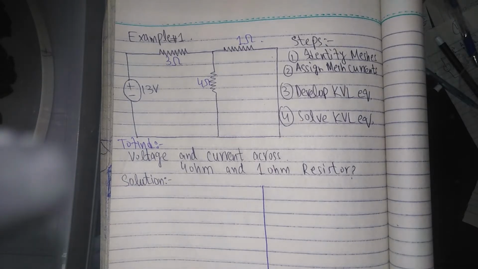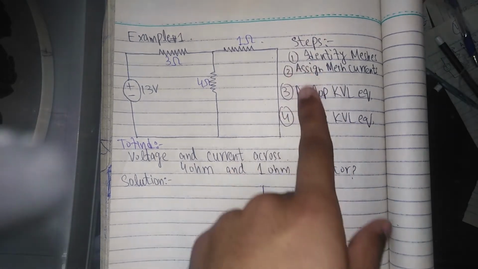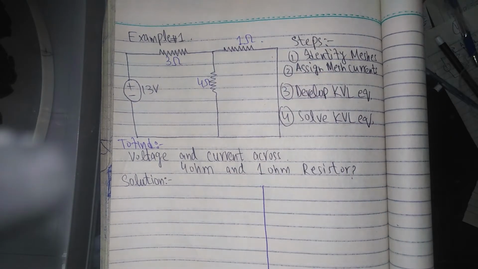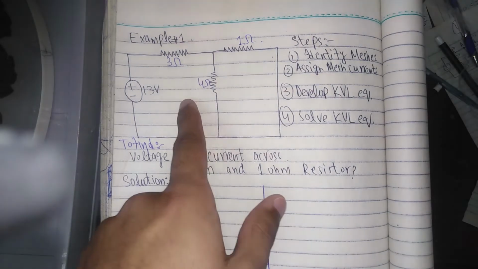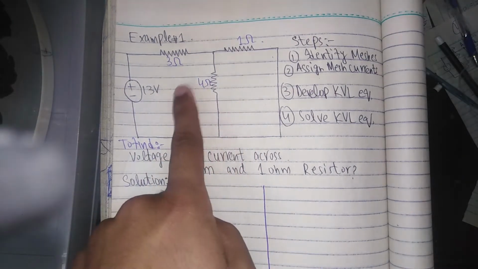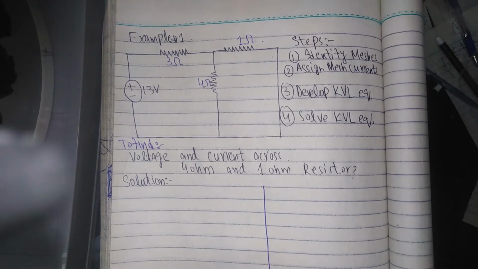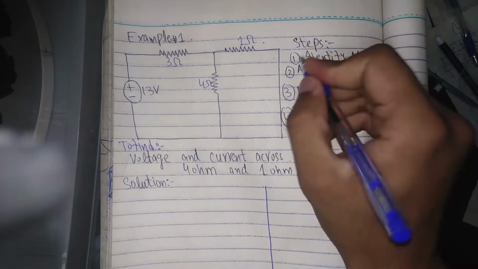Now students, this is our example number 1. Now I will discuss how to solve it. I will discuss and also write those 4 steps. Our first step is to identify the number of meshes. Here there are two meshes. Now our first step is clear.